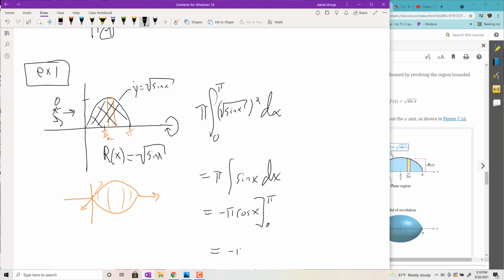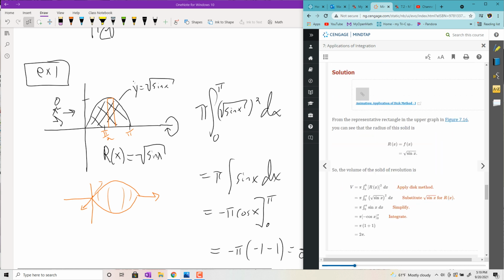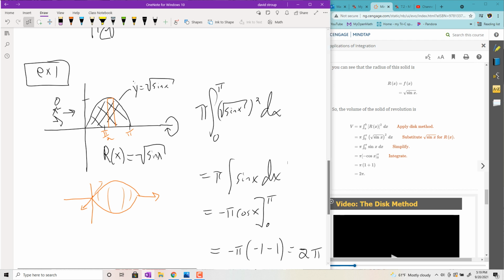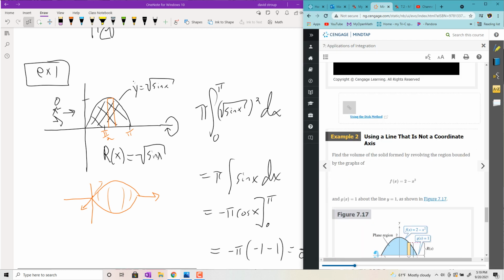Plugging in pi first, cosine of pi is -1, and then plugging in 0, that's just 1. So it'll be -2 times negative pi, which is positive 2 pi. That should be the volume of that region. Okay, and you can see that's what they got. Great. Let's see what else they got for us.